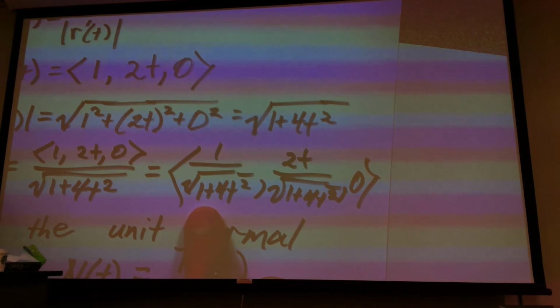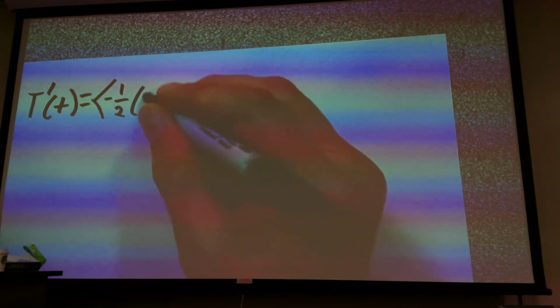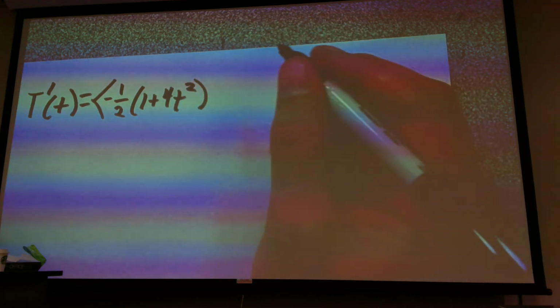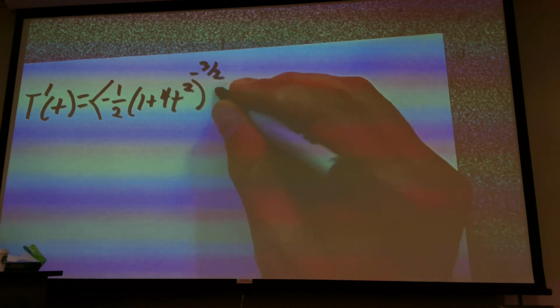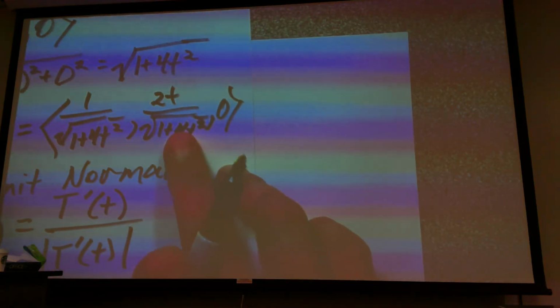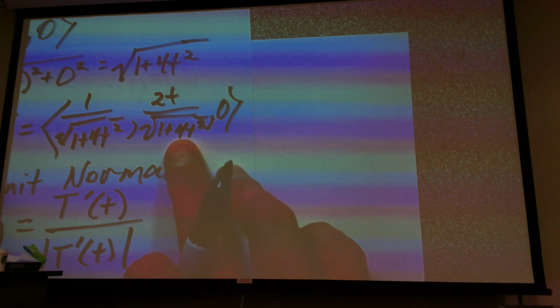So that's going to be, all right, negative 1 divided by 2, so it's 1 plus 4t squared to the negative 3 over 2, and then multiplied by 8t. And now the derivative of the next one is going to be the derivative of this guy right here. I'm going to have to use the quotient rule on this one to actually get this guy's derivative. So what is that going to come out to?